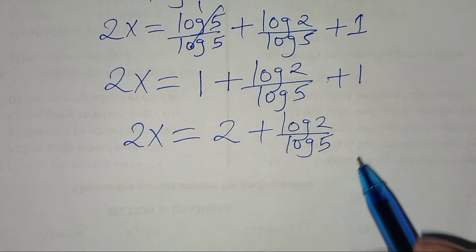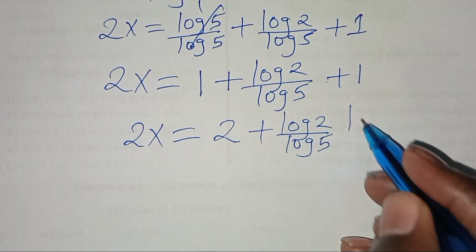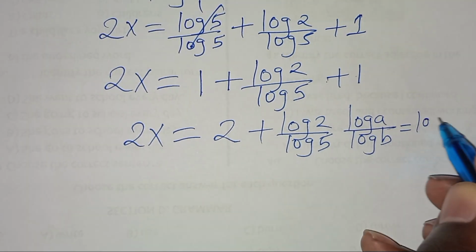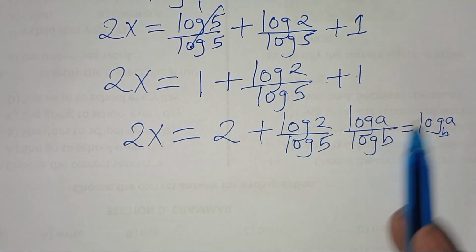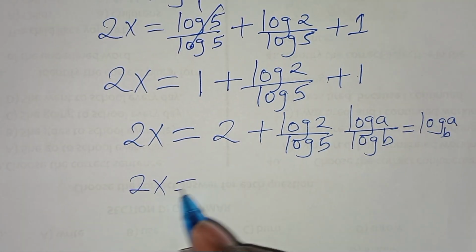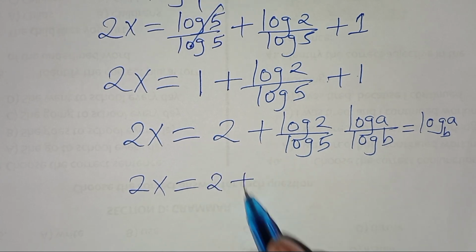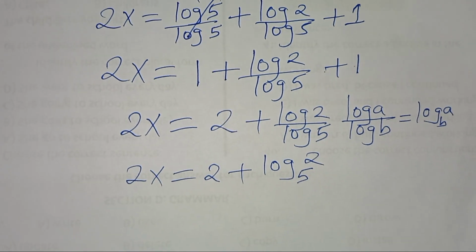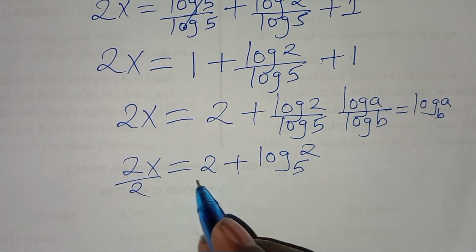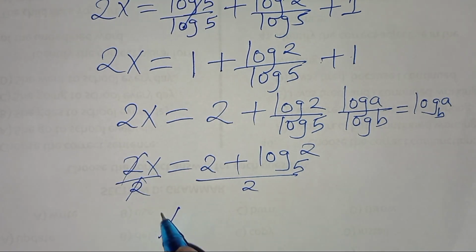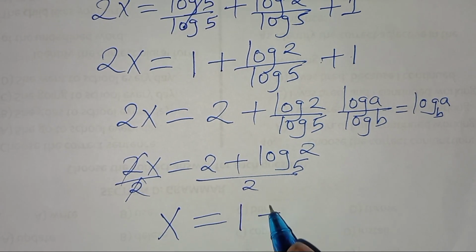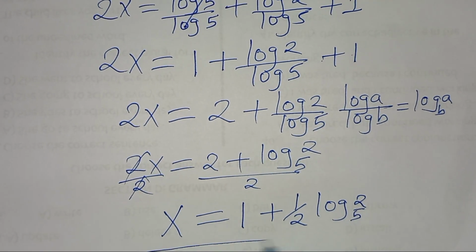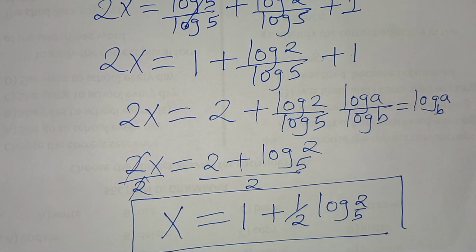The next step here, you find that log 2 divided by log 5 is in the form of log a divided by log b, which we can express as log a to base b. Applying this property, it follows that we'll have 2x equal to 2 plus log 2 to base 5. Let's divide both sides by 2, so that now the value of x is equal to 1 plus half log 2 to base 5. Now this is the value of x.